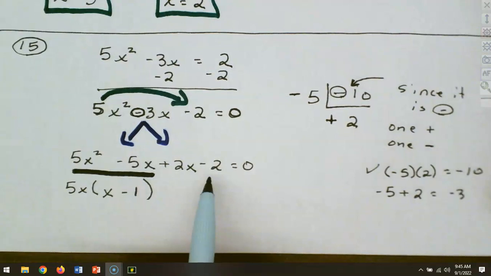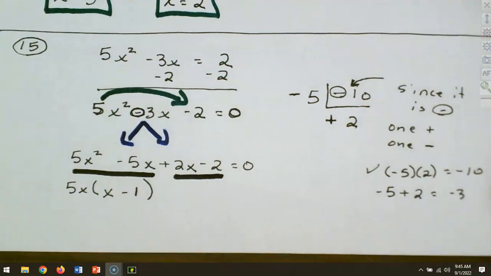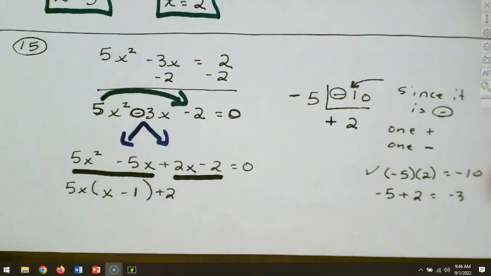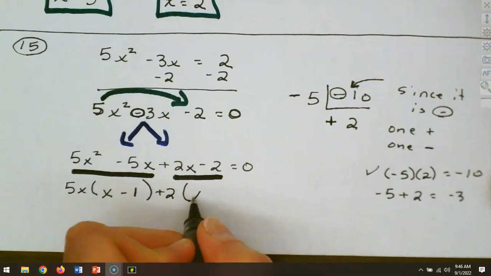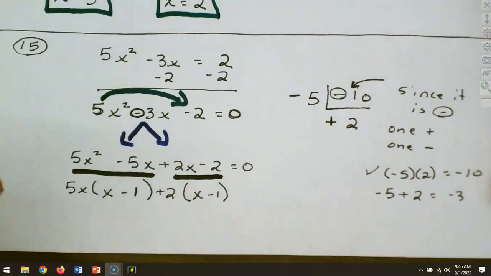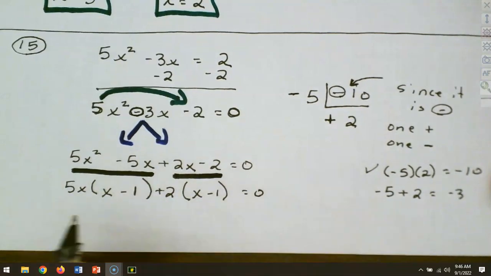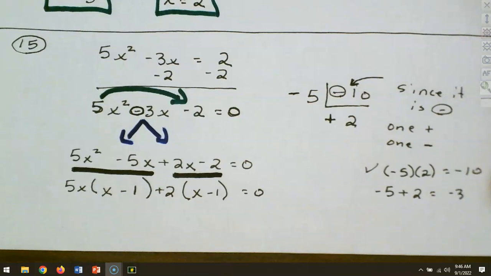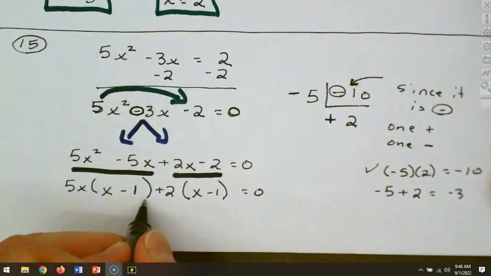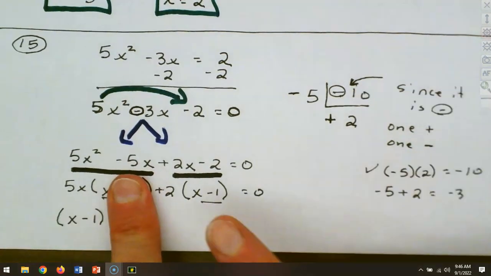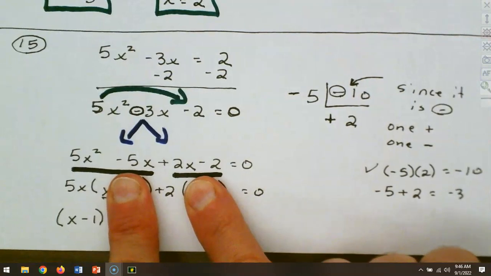Now we look at the next two pieces. What can come out of the next two pieces here? Okay, positive 2. And what's going to be left over? X minus 1. It better be the same. These groupings had better be the same. If they're not, you made a mistake. So now we know these are the same, so that can come out. So now we have an x minus 1 out in front. And what's left over? 5x plus 2.